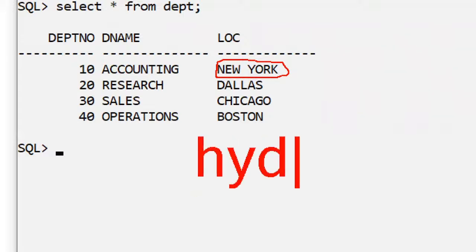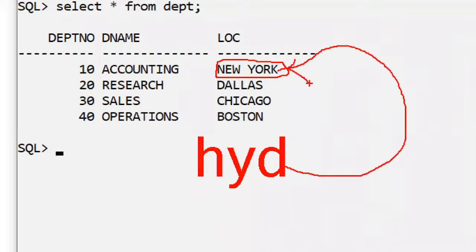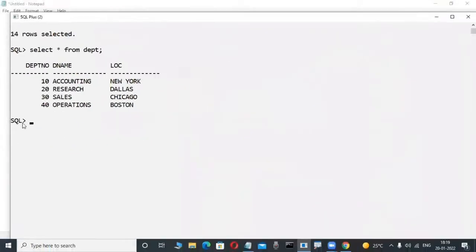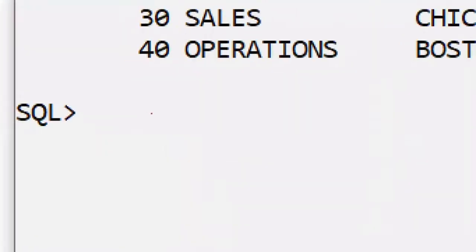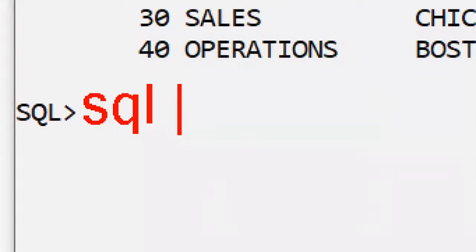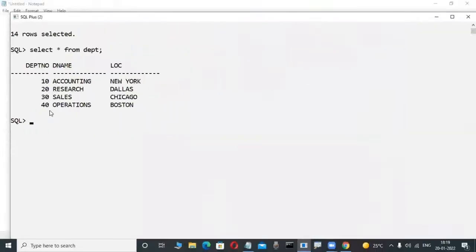Suppose I want to change this New York location into Hyderabad as a location in this relational database. How can I do it? Just at the SQL prompt only, the SQL language we are using. SQL language means a very easy language. How? I will tell you. Now, SQL language is there as a feature. You are typing some commands.